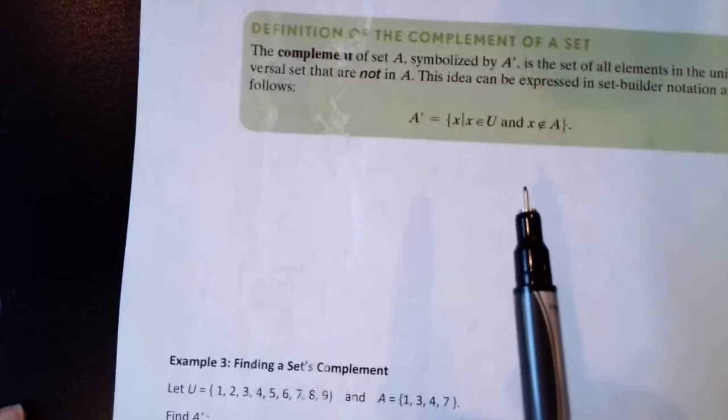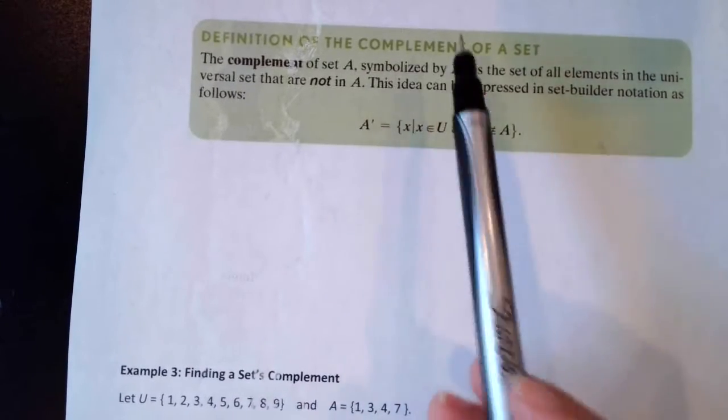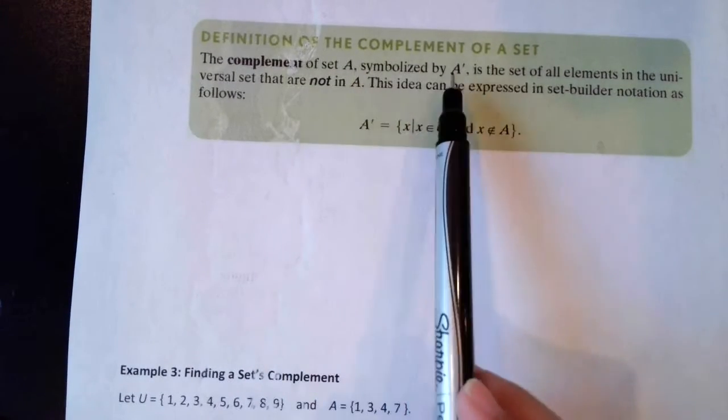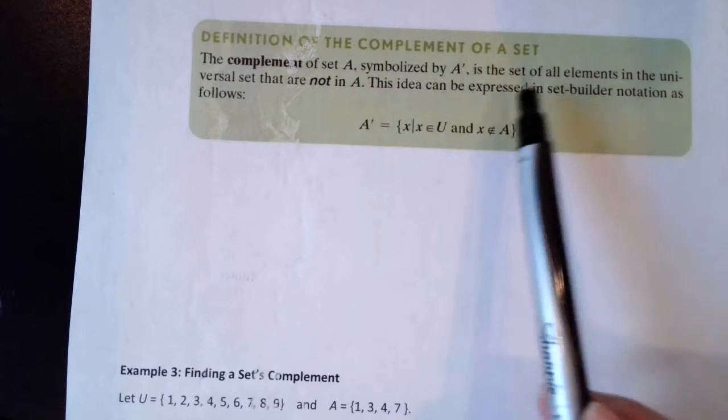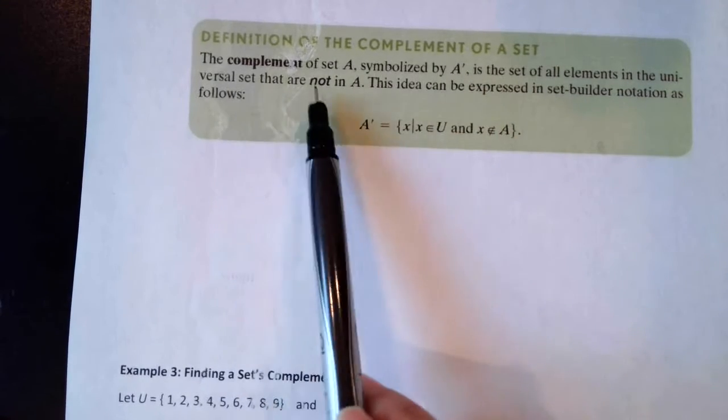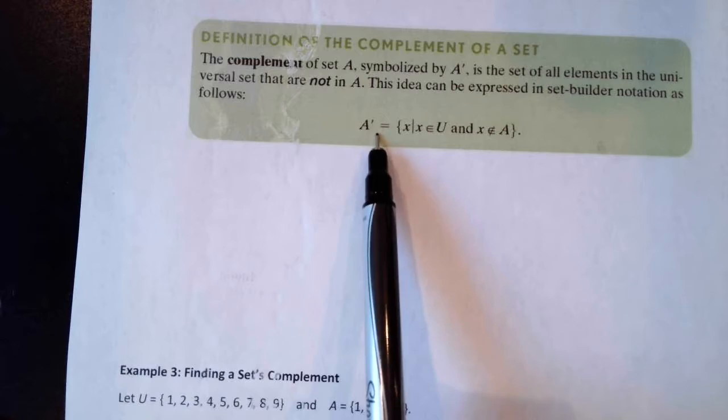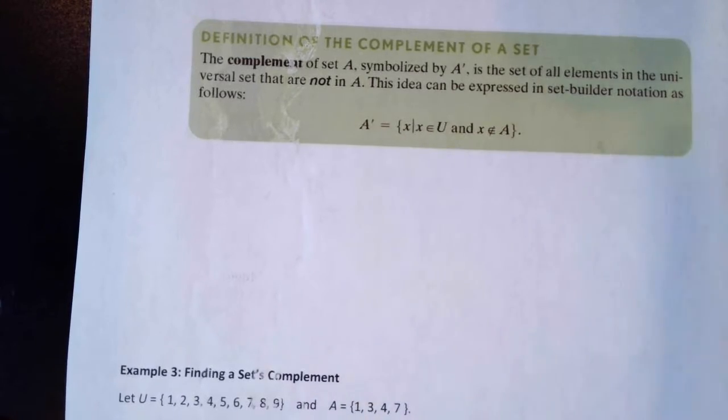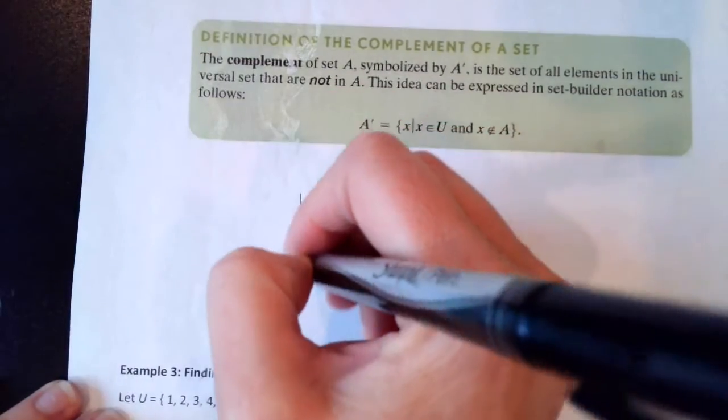All right, here is the definition of A complement again. The complement of set A, which is A prime right here, is the set of all elements in the universal set that are not in A. A prime, this is how you write it in set builder notation. I won't make you do that. So let's draw a picture so you can visualize that.